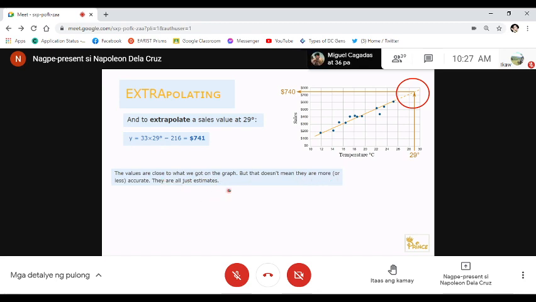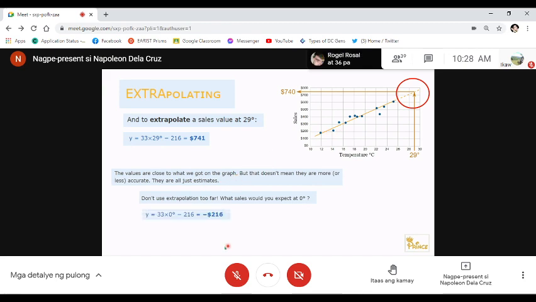They are just estimates. Hindi yan eksakto, ha? They are not accurate. They are just estimates. Kaya nga interpolation and extrapolation, ano? Hindi yan eksakto. Okay? Do not use extrapolation too far. Let's say, for example, what will be now the expected sales at 0 degrees centigrade? Dito na yun. Napakalayo na, no?